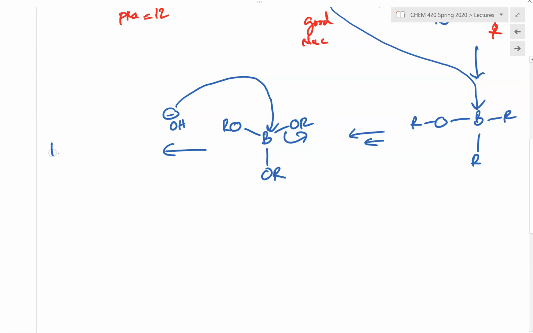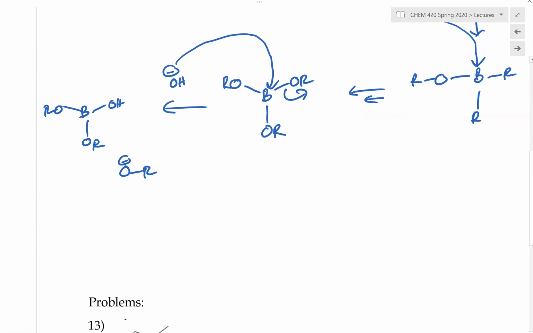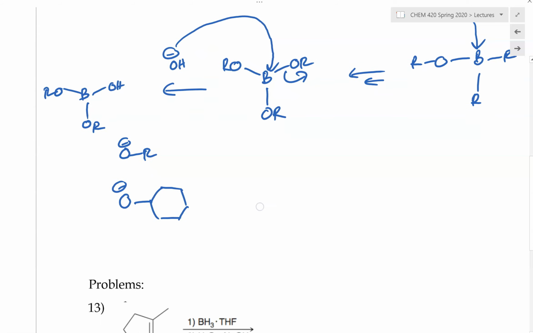So now we have, and now one of our OR groups is falling off, and this can now come in. Now the R group in this case right here is our cyclohexane. So basically the structure of this is as follows. And now in this case right here, this oxygen points up and the hydrogen is pointed up as well. So that is the structure of the R group.